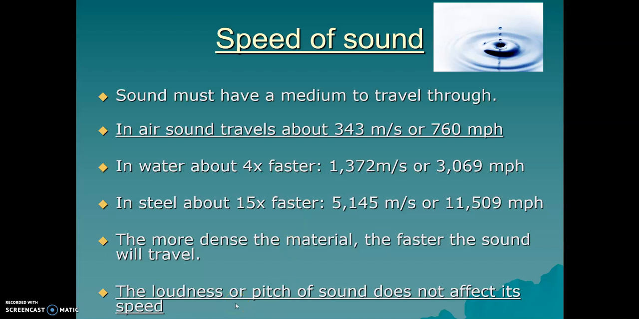What you should know from your lab that you did last week is that the loudness, the amplitude, or the pitch, which is the frequency of the sound, does not affect its speed. So someone who yells louder or somebody who changes the pitch of their voice is not going to make their sound wave actually travel faster or slower.